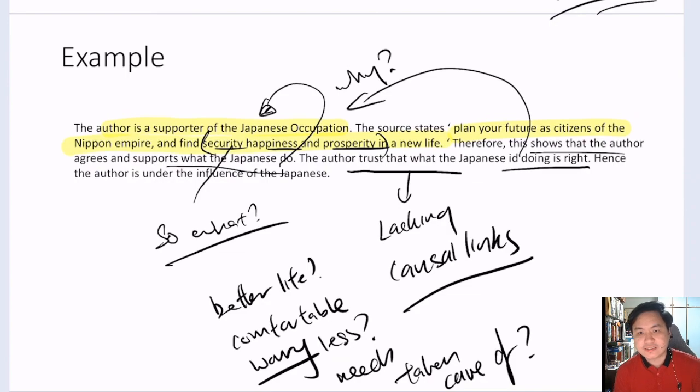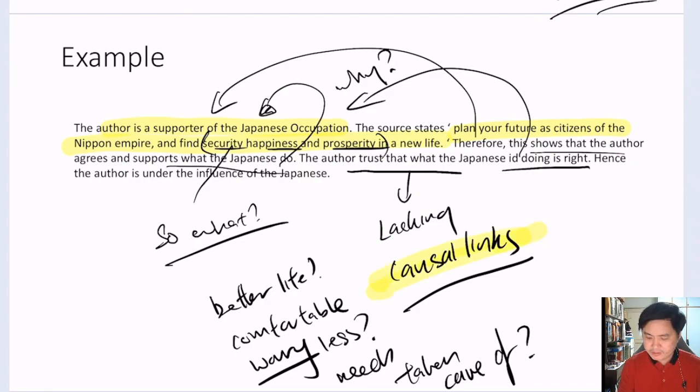Hence, this means that the author trusts what the Japanese is doing, right, not really explaining why this links to the reason that you support the Japanese occupation. So I really hope you understand that when you explain, again, you have to give me the causal links, how your evidence links back to your point that you made. Okay? Without the strong explanation, your paragraph inference cannot hit the full marks. And in some cases, in some questions, if you can't do that, then you can't move on. In some cases, you can't even pass. So please make sure you explain it well. Explain your sources well.